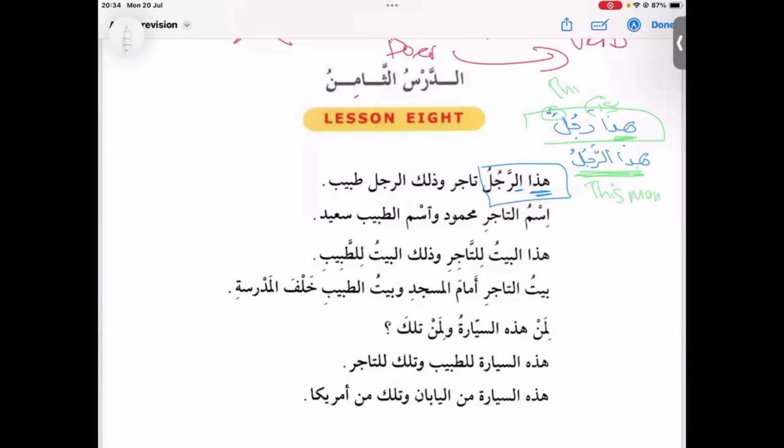So this is a man. And this one is this man. If I say hada rajul, this man, then someone who's listening to me is expecting me to say something else. Now we add the khabar, tajirun. Now the sentence is complete. This man, mubtada, tajirun, is a businessman. وَذَلِكَ الرَّجُلُ, and that man, tabibun, is a doctor. Ismu tajiri, that's idafa, but it's the first part of the sentence. It's the mubtada. Mahmudun, Mahmud is Mahmud. Wasmu tabib, and the name of the tabib, of the doctor, is Sa'idun, is Sa'id.